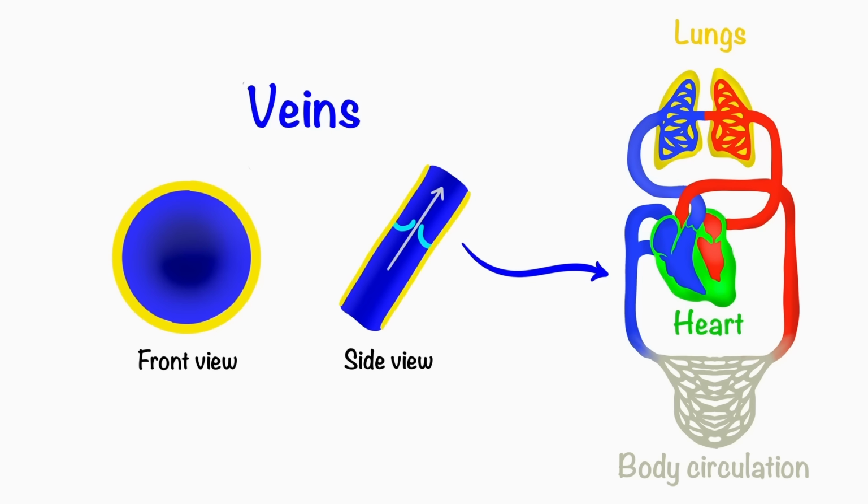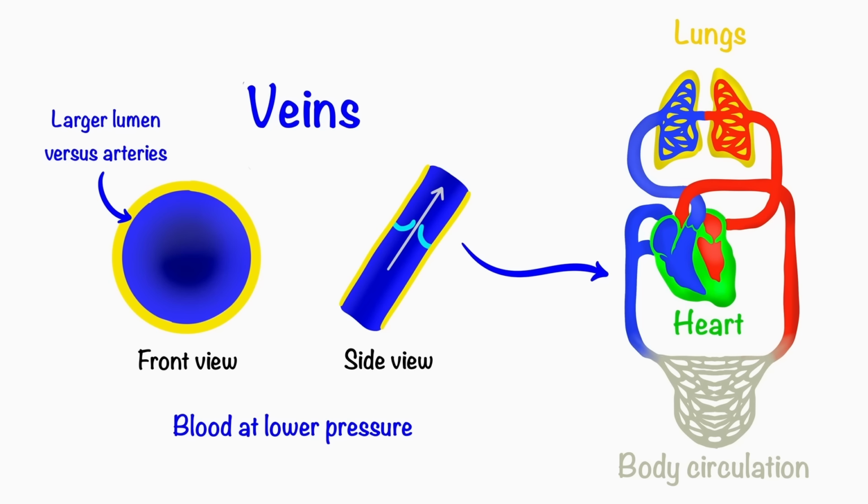After passing through capillaries, blood flows into veins, which return it to the heart. By the time blood reaches the veins, it's under much lower pressure than in arteries. This presents a challenge: how to keep blood flowing back to the heart against gravity, especially from the lower parts of the body. Veins have several adaptations to overcome this challenge.